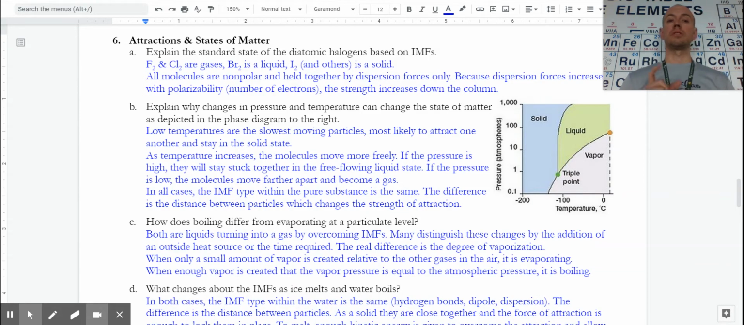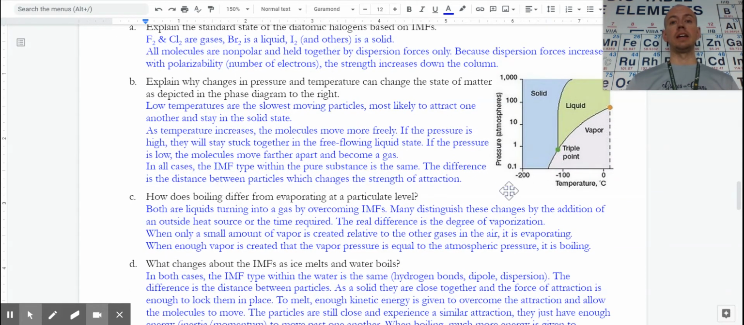All of these molecules are perfectly nonpolar, sharing electrons exactly equally. Therefore, they're held together only by dispersion forces, and dispersion forces increase in strength with an increase in polarizability, which is based upon the total number of electrons. So here we'd be going from 9 to 34 to 70 to 106 electrons. Down that column, more electrons, more polarizable, stronger dispersion forces, and therefore more condensed state or molecules sticking together better.